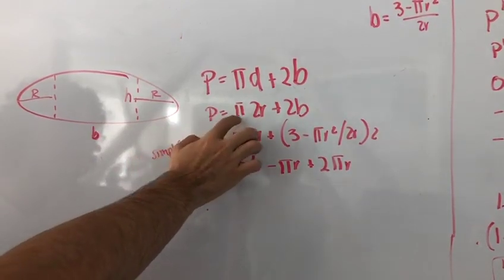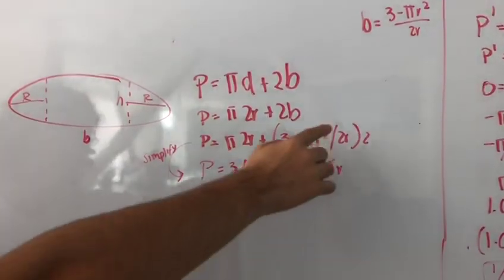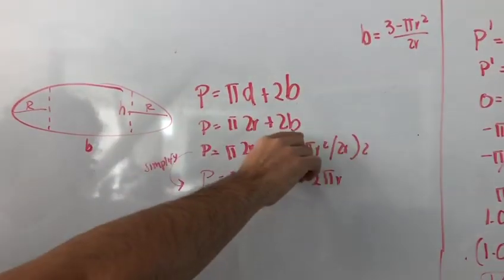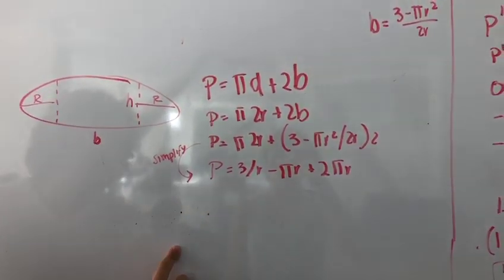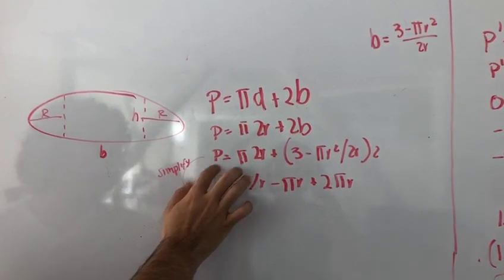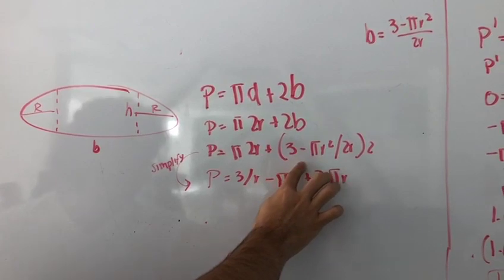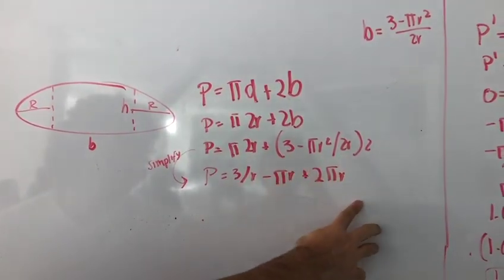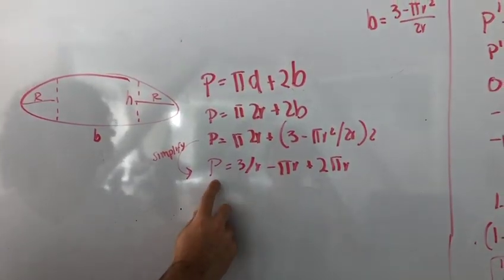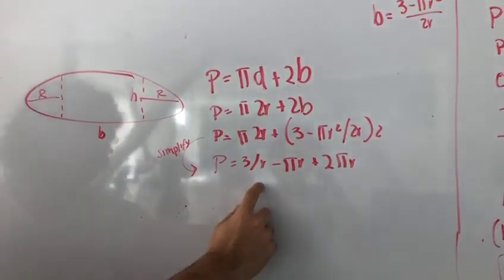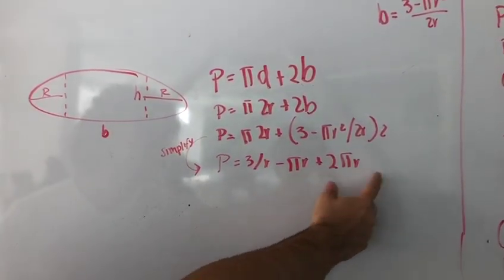So we have P equals pi times 2 times the radius plus 2b. But since we have already isolated b, we can substitute the b in here so that everything is in radius terms. And we have that P equals pi times 2r plus 3 minus pi r squared over 2r times 2. And if we simplify it, we get this result, that is P equals 3 over r minus pi times r plus 2 times pi times r.